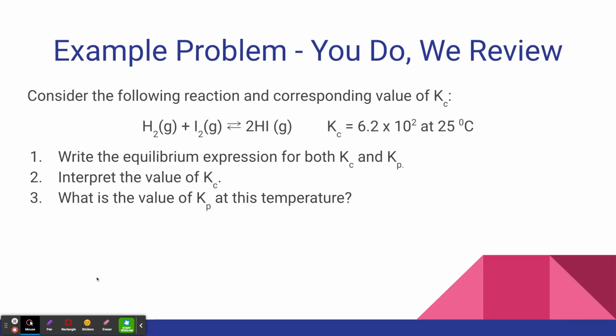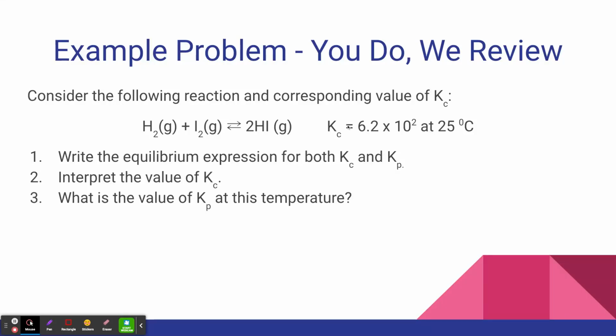So here we have another one. It says, considering the following equilibrium and corresponding value of K, hydrogen gas and iodine gas is in equilibrium with 2HI. The Kc value is 6.2 times 10 to the second at 25 degrees Celsius. I want you to first write the equilibrium expression for both Kc and Kp. Second, interpret the value of Kc.